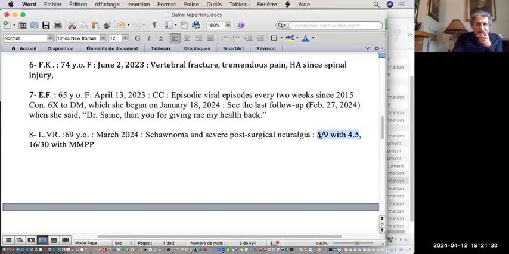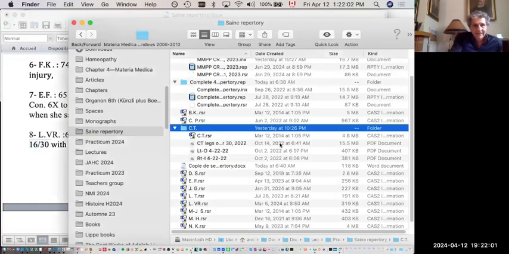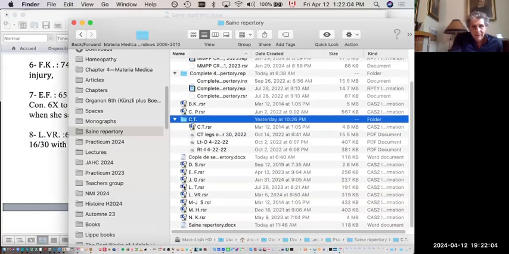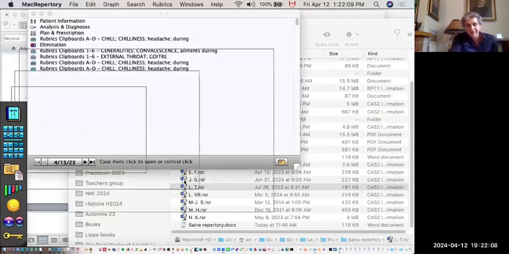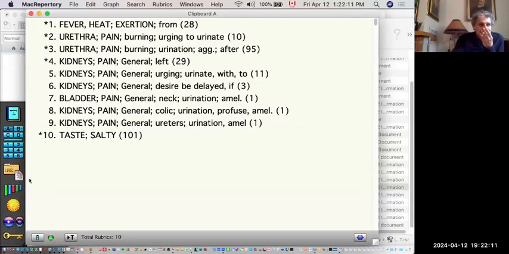So here was 5 in the complete 4.5. In the genius, she had 5 symptoms for a value of 9 points. But with the Saine Repertory, she had 16, so 3 times more symptoms with 3 times more value. So we'll look at the case. This is L. I'm reporting this case because I already did 2 follow-ups on her, and she's just remarkably a new woman, a new person.